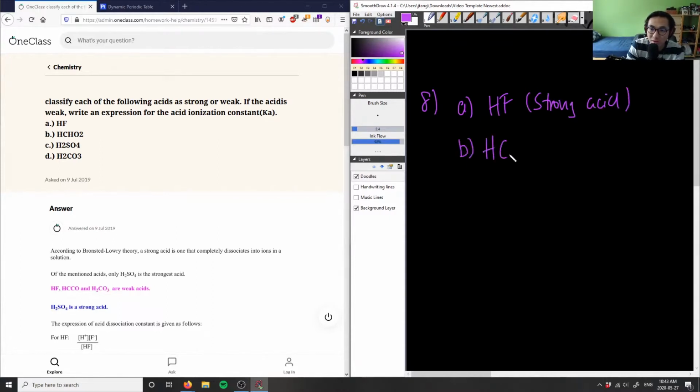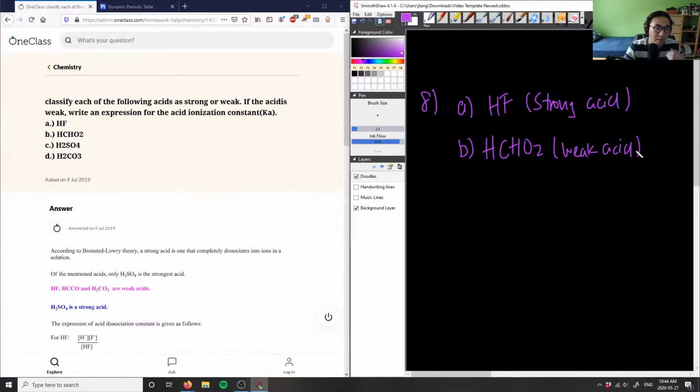B here, I have HCHO2. And right off the bat, I know that this is an organic acid, right? You can think of this as acetic acid, or not acetic acid, this would be methanoic acid. Or you can think of it as formic acid, because I only have one carbon here, right? So this here would be an organic acid, so this is a weak acid.